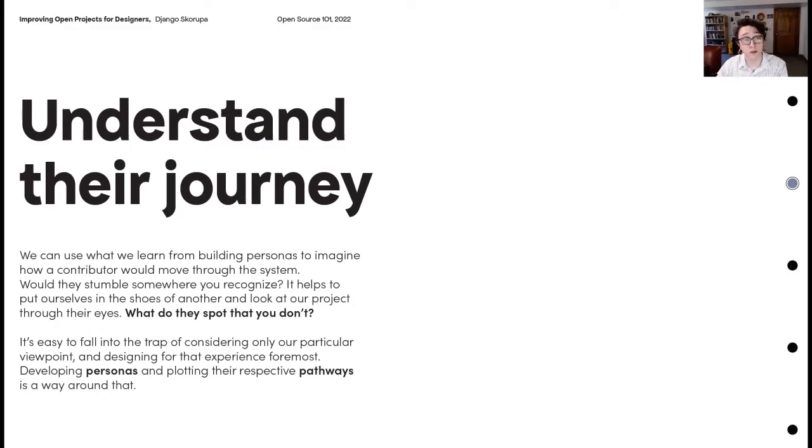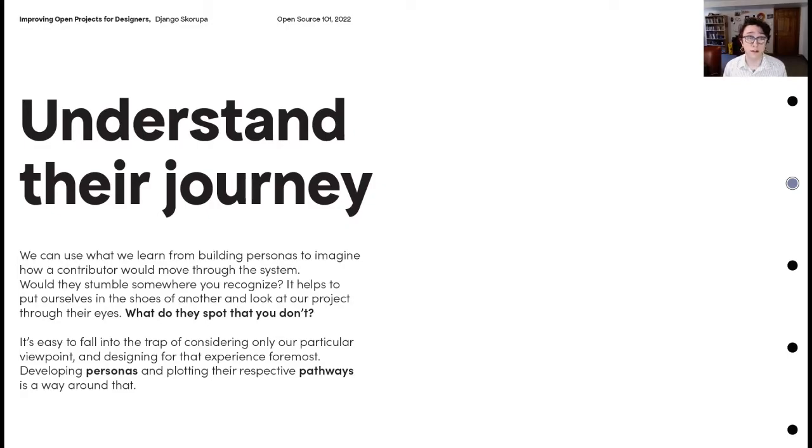Once we understand our personas, we can better understand their journey. We can use what we learn from building personas to then imagine how a contributor would flow through the system. Would they stumble somewhere that you recognize? Well, that's great. You've noticed a problem before it's left the drawing board, and now you can fix that problem and improve your alpha project before other people start to notice errors, right? What do you spot when you're in their shoes that you didn't spot earlier?